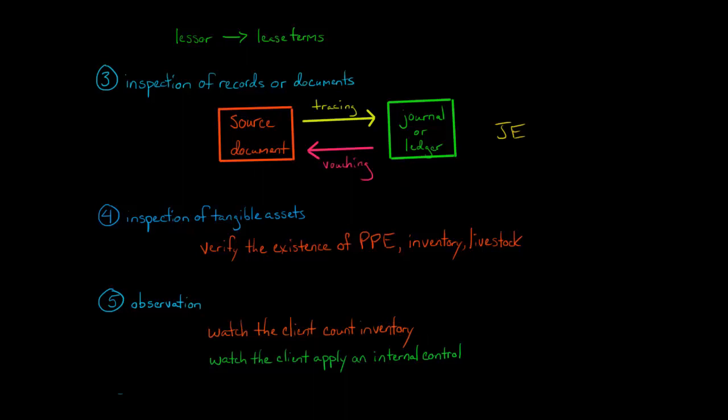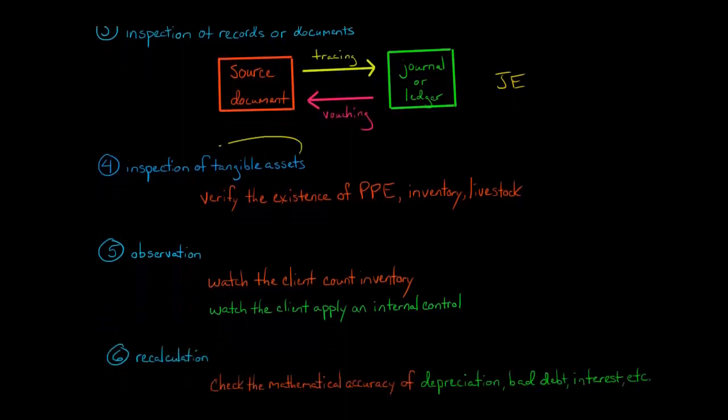If you're watching them count the inventory and you see they're doing a very sloppy job, that will tell you something about the risk. Okay. Now, you can also look and see as the client applies an internal control. So there's different things you can just go and actually physically observe the client performing that activity. So you can observe tangible assets. You can go and say, okay, I want to see a machine and so forth. We can also observe the client actually performing activities.